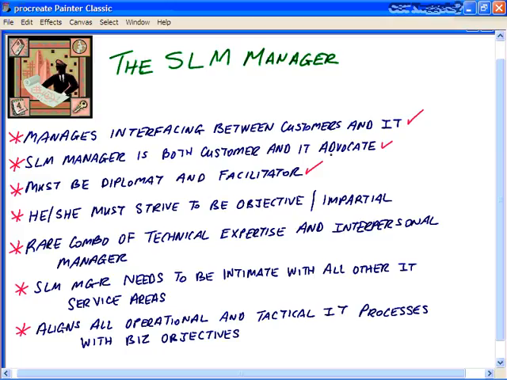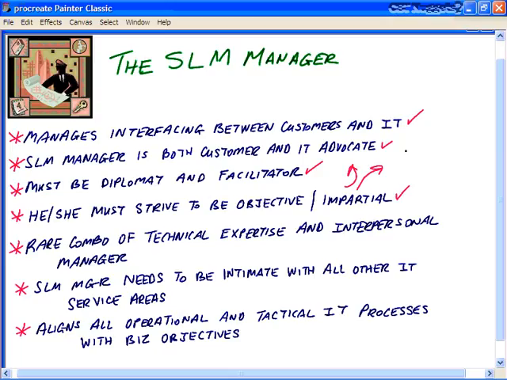He or she needs to be able to bring parties together and, if necessary, arbitrate conflicts between these two parties. The SLM manager must strive to be as objective and impartial as possible, even though this manager may be under the employ of the service provider or the customer. Either way, they need to be as objective as possible.